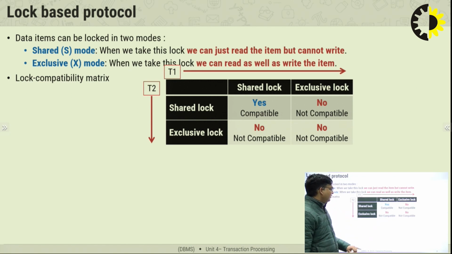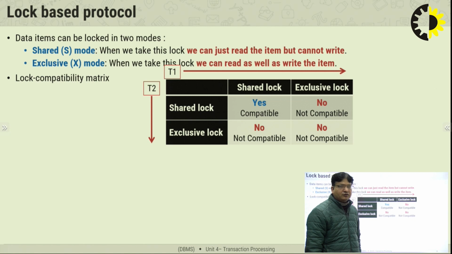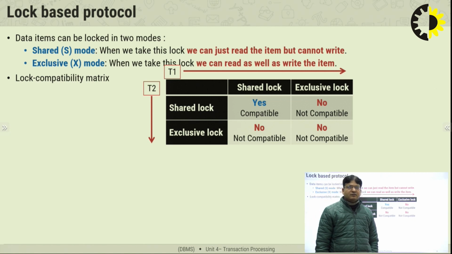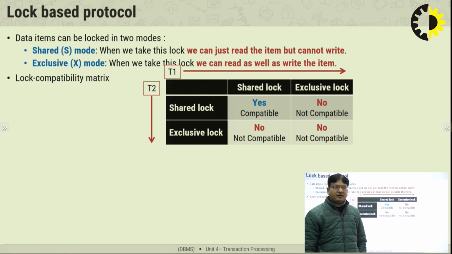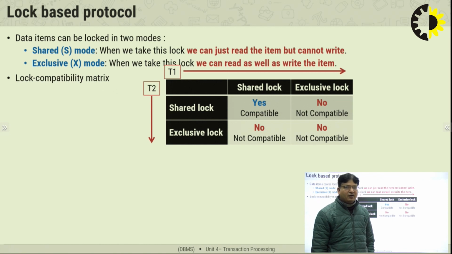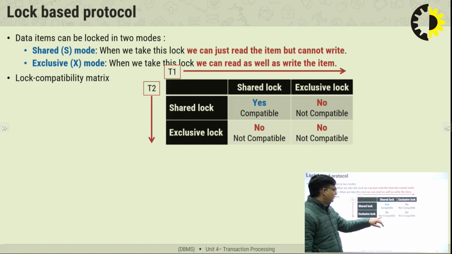Next, if the lock applied is a shared lock and another transaction T2 wants to apply an exclusive lock, we should not allow this, because a transaction is already reading this value, and if another transaction wants to update that value, then the value the first transaction is reading may change. So the original transaction may not be able to read the proper value, again leading to a conflict. So we cannot allow this mode also. Therefore, this entry is also no, that is, not compatible, or we can say false.